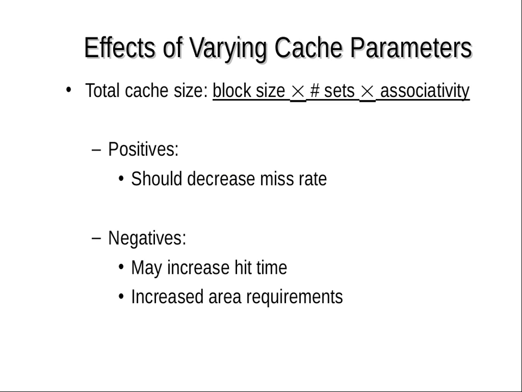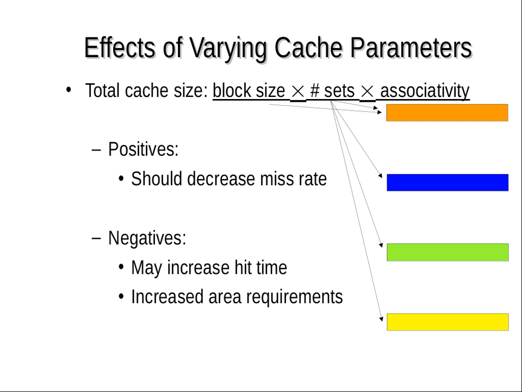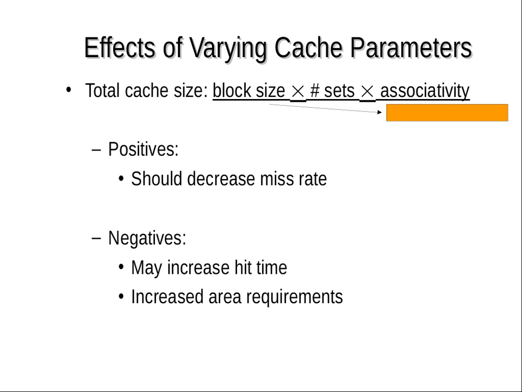Okay. What do we have? Cache parameters: total cache size is your block size, times your number of sets, times your associativity. Okay, actually, that part's really helpful.